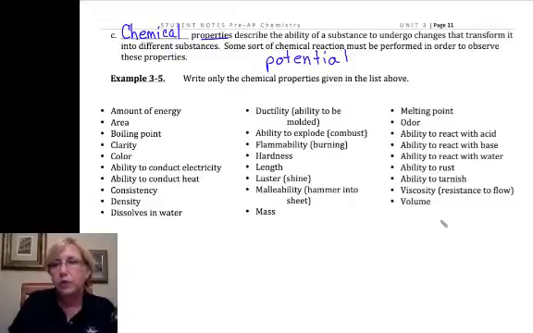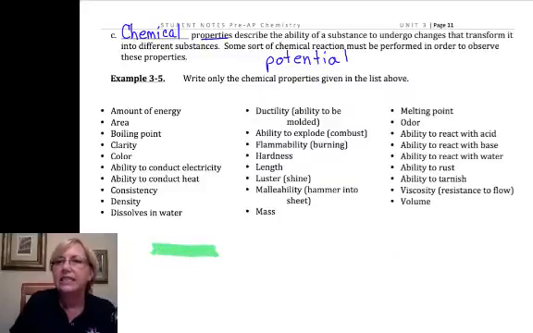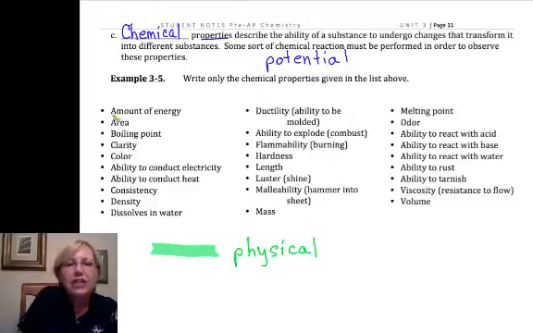So what I'd like to do with this list now is let's start by listing our physical properties. So my green highlight is going to be a physical property. So we're going to use green to highlight physical properties. So amount of energy, I'm just going to skip that. I don't like that one. We could be talking about potential energy, but I really want to hold off on that conversation. So let's talk about area. We can measure the area without altering the chemical composition.